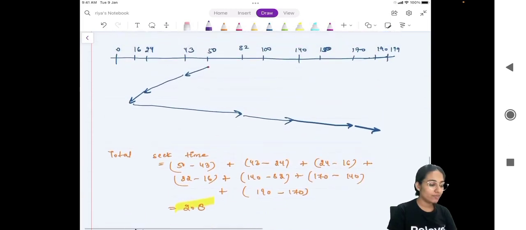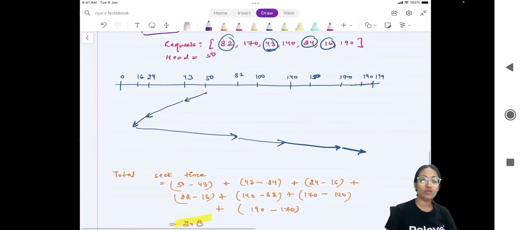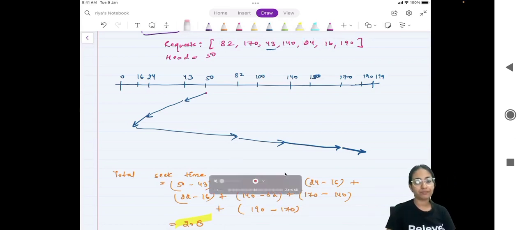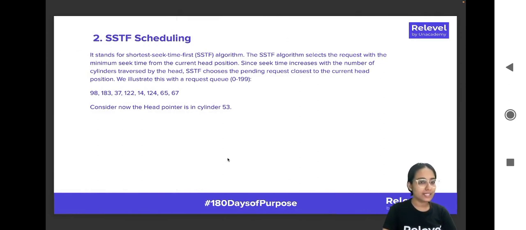I hope this is clear to everyone. We've taken another example as well for you to understand if there was any doubt in the previous example. Perfect. So this completes our discussion for shortest seek time first scheduling.